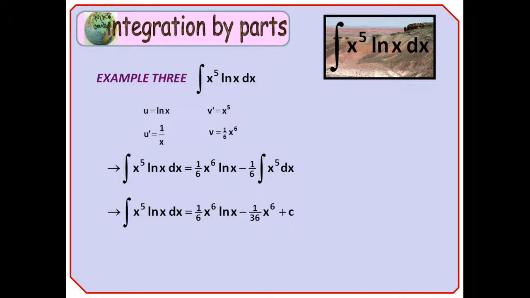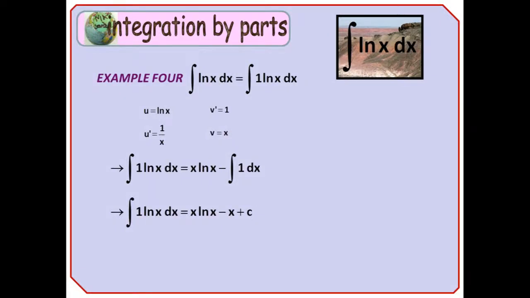Cast your mind back to my suggestions. When the function is ln x, we put u as ln x and v dash as the power of x. So, it's example 3, and v dash is x to the 5. U dash is 1 over x, and v is a sixth of x to the 6. When we multiply 1 over x by a sixth of x to the 6, we get a sixth of x to the 5, which is easy to integrate. Job done.